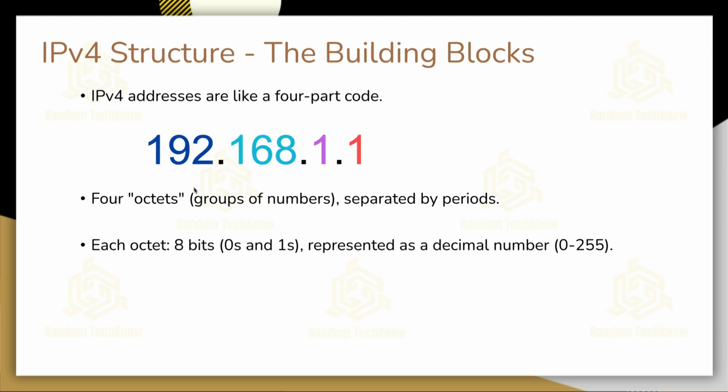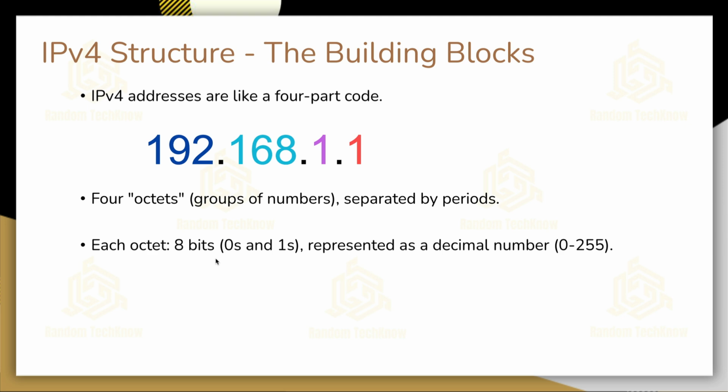Alright, let's start with IPv4, the classic format. An IPv4 address like this one here is basically a 4-part code. Each part is called an octet, and they are separated by periods. Now, each octet is made up of 8 bits. A bit is the smallest unit of information a computer understands. This is either a 0 or a 1, like a light switch being off or on.